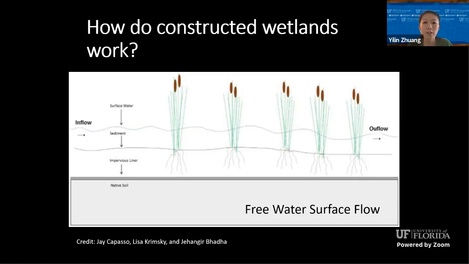Free water surface flow systems do require more land, especially if the wetland is designed to remove nutrients. Because of the size requirement, free water surface flow systems are often used as polishing systems for wastewater. Polishing means after secondary or tertiary treatment.